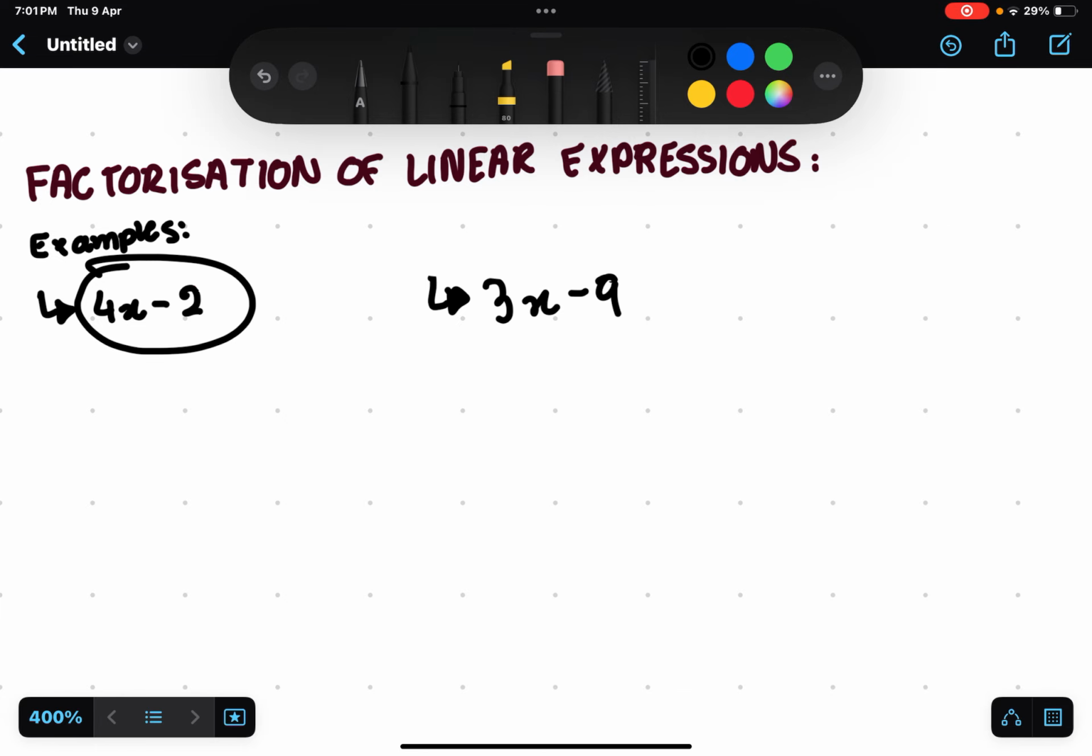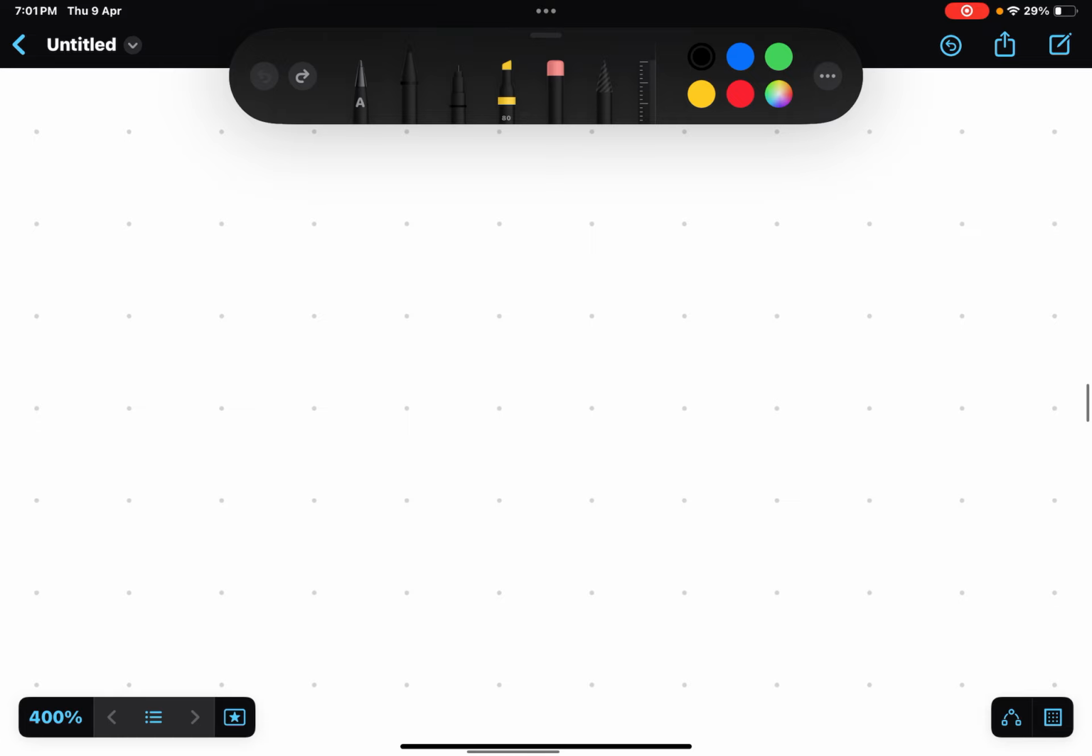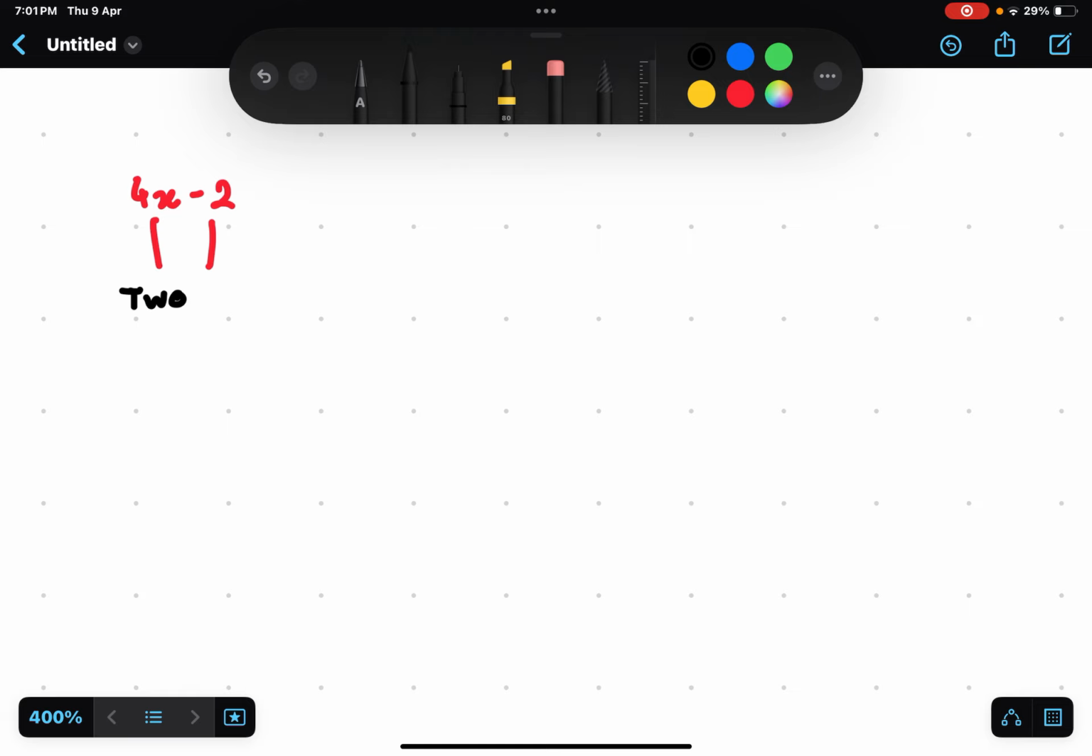So, let's look at this example over here. We've got 4x minus 2. Now there is something that I want to start with. So I'll just go over here and write 4x minus 2. So this is what we have to factorize. In here we've got two terms, and we want to find common factors between these two terms.